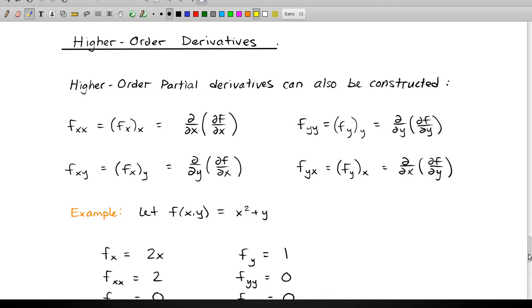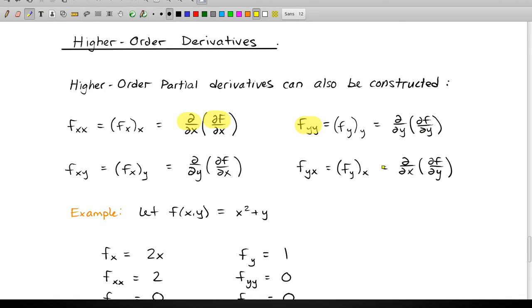So in 2 dimensions, I've got x and y. I can take the derivative with respect to x twice. So that's the partial derivative with respect to x of the partial derivative with respect to x. We often denote that fxx. You can take the second derivative with respect to y, which is often shorthanded to be fyy. It's the derivative with respect to y of the derivative with respect to y.